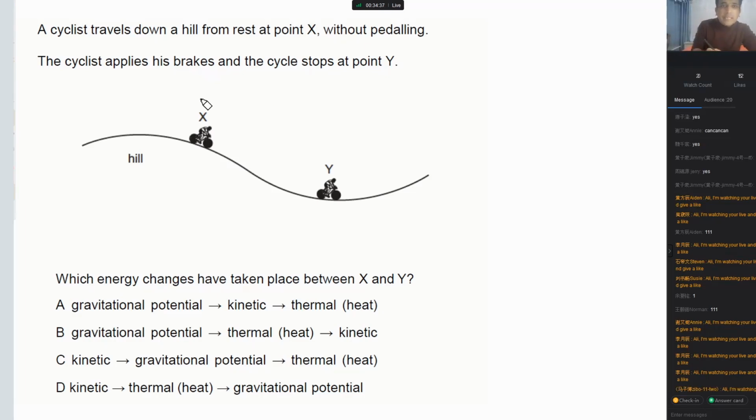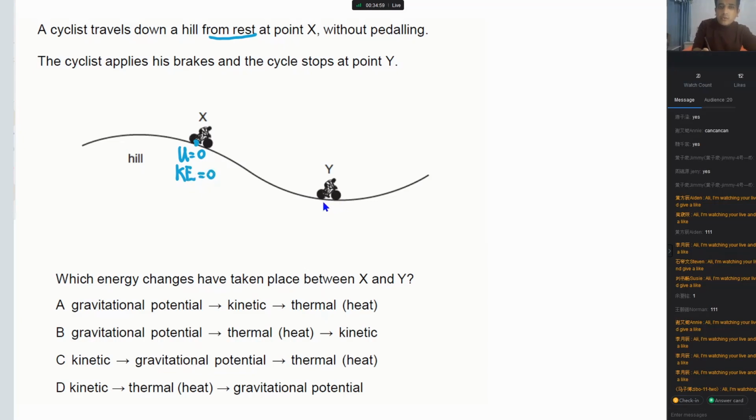Okay, let me explain to you first of all. Look at this question now. First thing given to you is that it's starting from rest. So at point X, the object is at rest. When it is at rest, it means u is equal to 0. This is the meaning of rest. So if it is at rest, it means kinetic energy at this point is equal to 0.